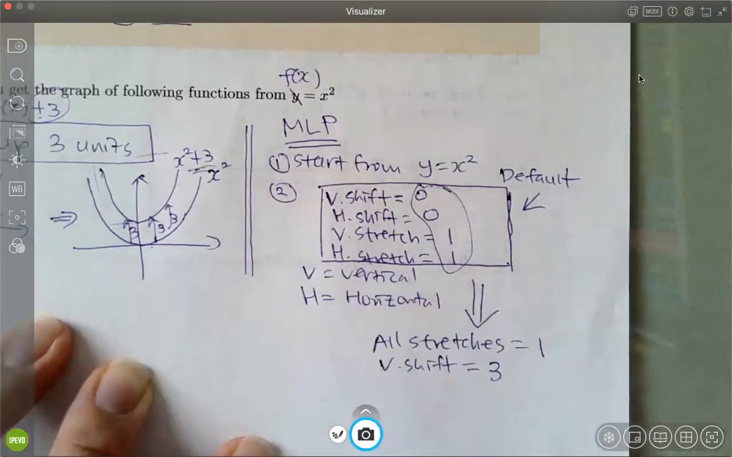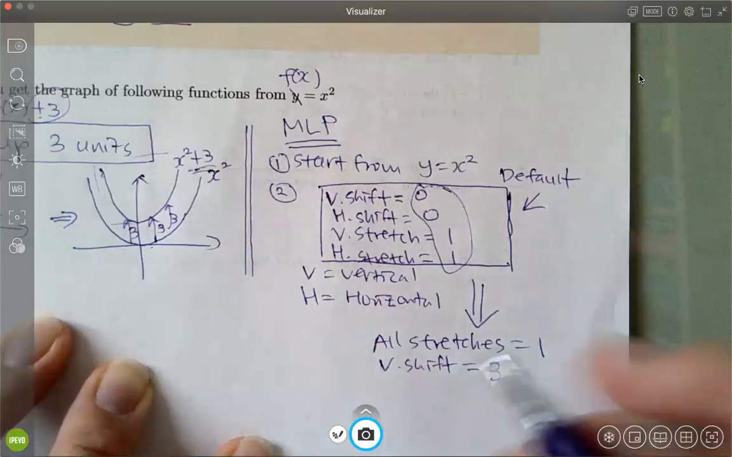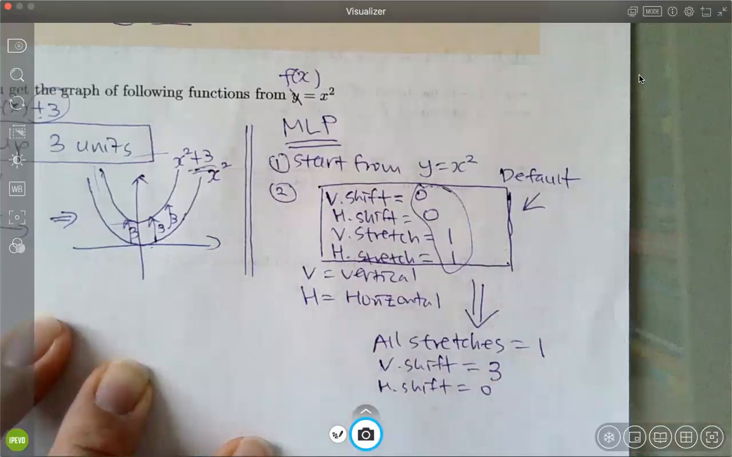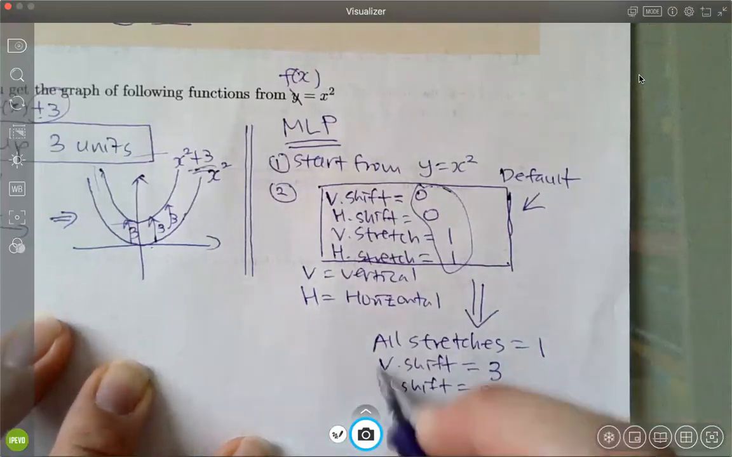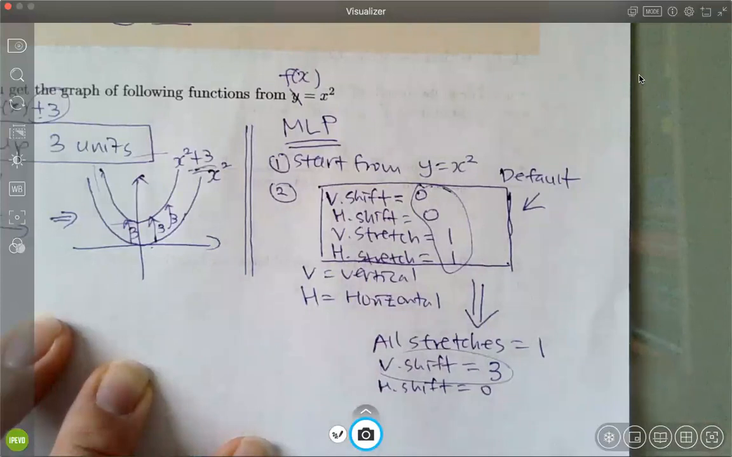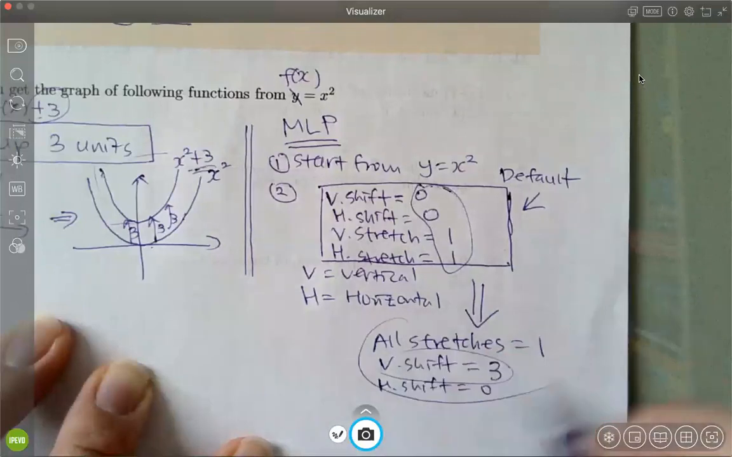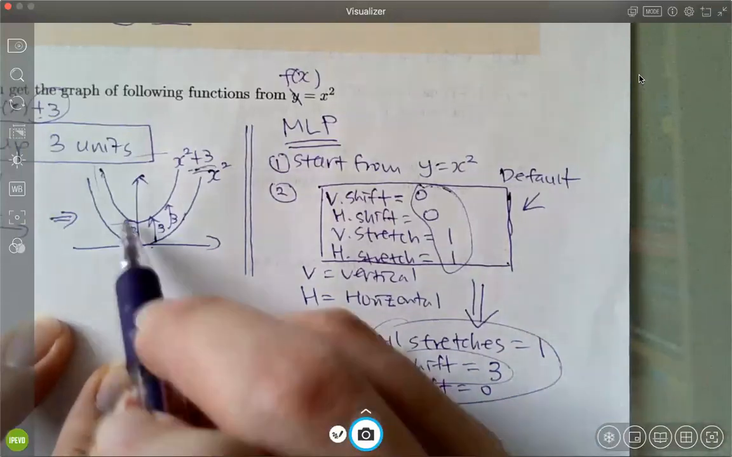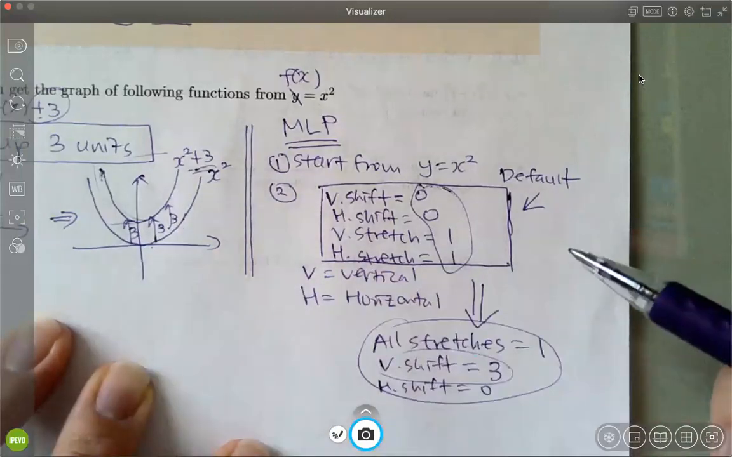Okay, and now, are we shifting horizontally? So that means, are we going left or right? No, right? So what does that mean? For the horizontal shift, you have to keep it as a 0. Okay, so just change this number from 0 to 3. Okay, and then once you change this pop-up screen into this, and then click whatever, like next or enter, you will get the graph of this. Okay, does that make sense?